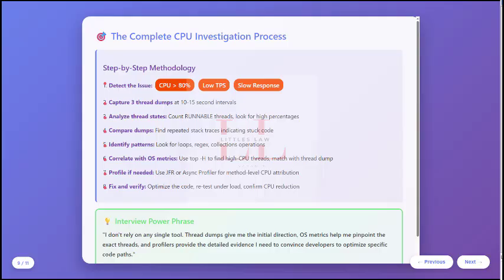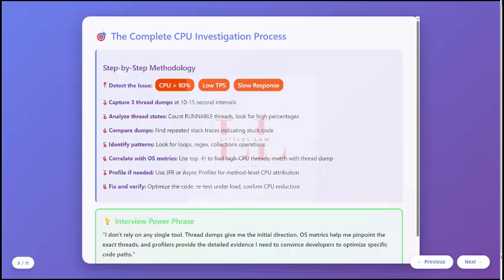Step four, compare the thread dumps. Find repeated stack traces that indicate stuck code. Step five, identify patterns: look for loops, regular expression operations, collection operations, inefficient algorithms. Step six, correlate with OS metrics. Use top -H to find the high CPU threads and match them with your thread dump using the hex conversion technique.